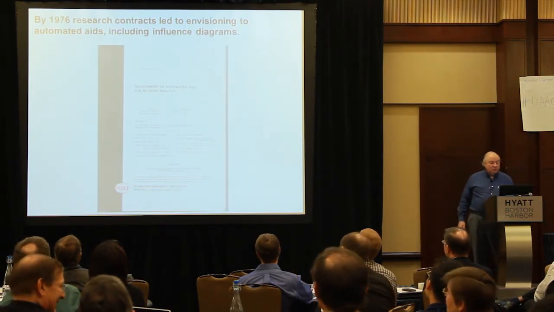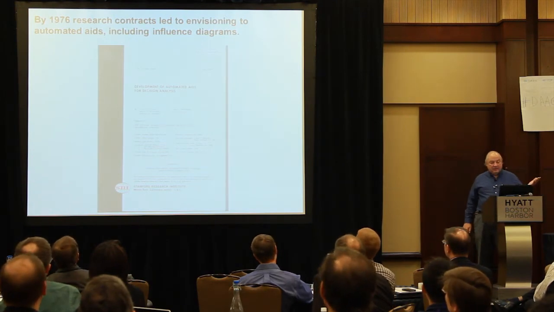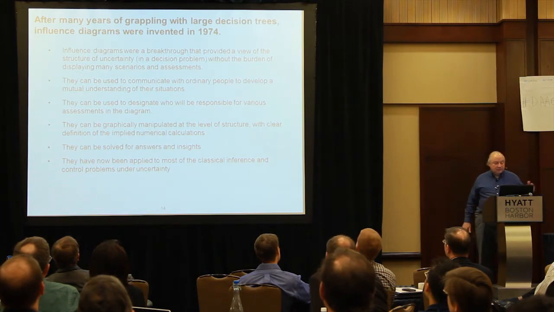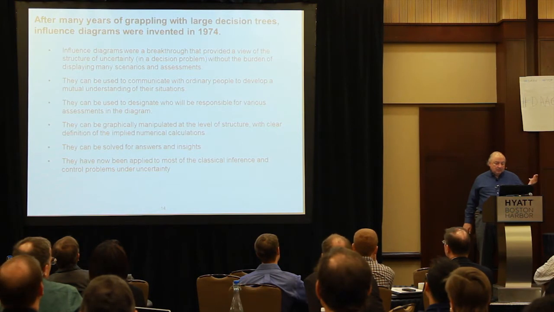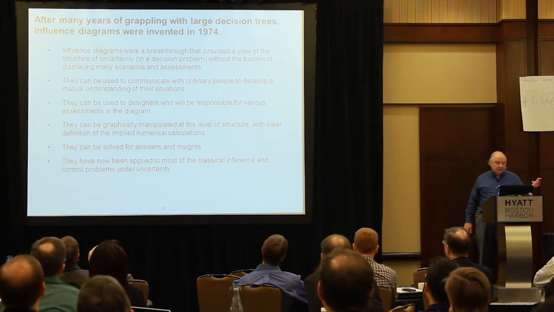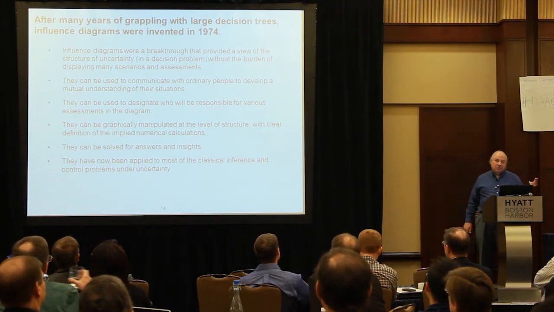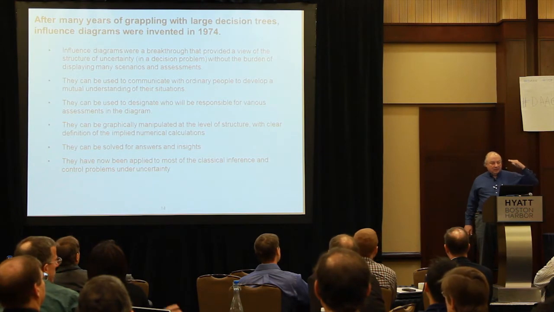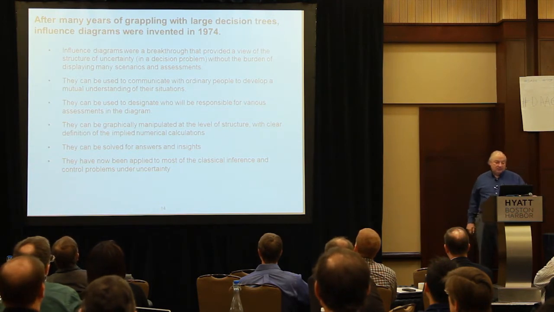Okay, then we worked for ARPA at the time, now DARPA, on automated decision aids, and we were grappling with large decision trees. We also had Warner and Al Miller working for the intelligence community, trying to quickly assess complex probabilities. And remember, Al Miller had 17 different ways to think about probabilistic information, and one of them was influence diagrams, which we glommed onto.